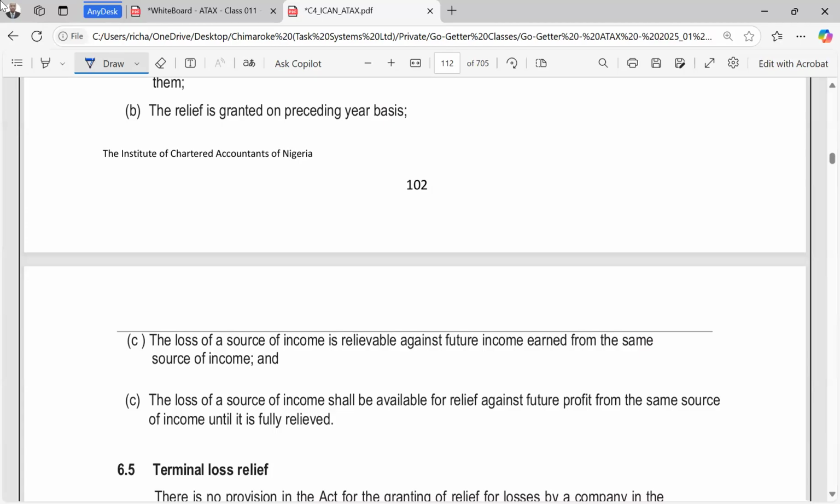But when we come to carry forward losses, it is automatic. You don't have to write. Second, it is done on only preceding year basis. Thirdly, you cannot relieve it from other sources of income. It must be relieved from the same source whenever there is an income. And it will keep being carried forward until that same source of income fully utilizes and relieves the losses. Now, that's our loss relief.